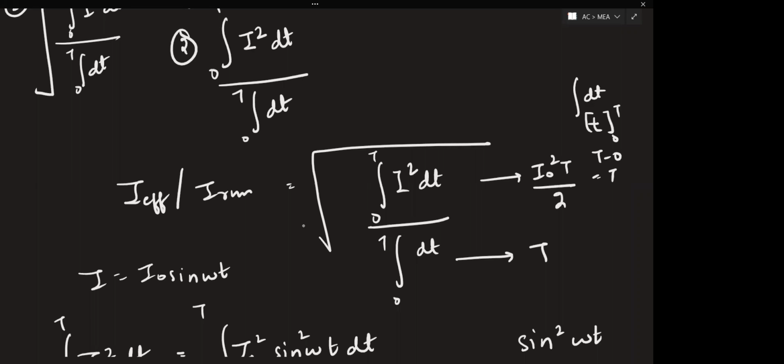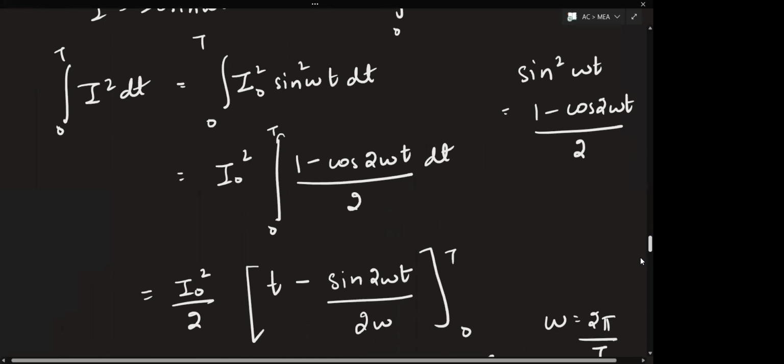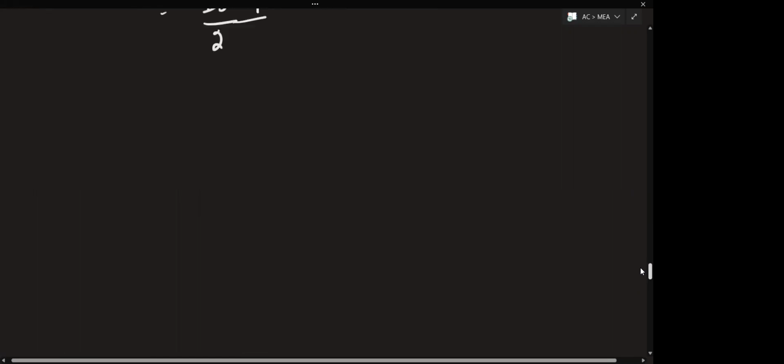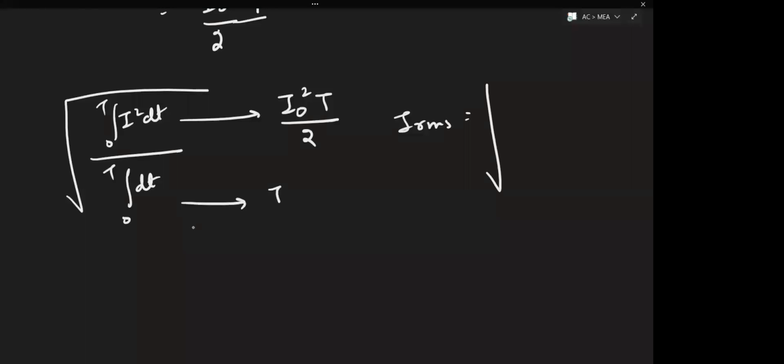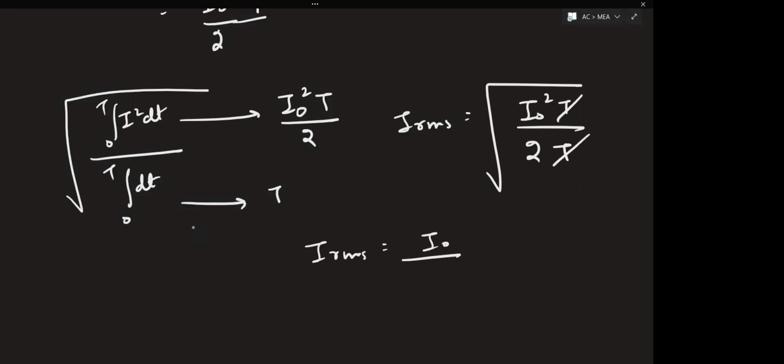And this is just capital T. See what is left, class. In this main formula that we had, under root I square dt from 0 to T divided by integration of dt from 0 to T, this part comes out to be I naught square T divided by 2, and this part comes out to be T. So what will be IRMS? Under root I naught square T divided by 2 divided by this T. dt gets cancelled. IRMS comes out to be I naught divided by root 2.